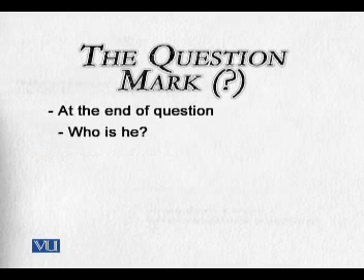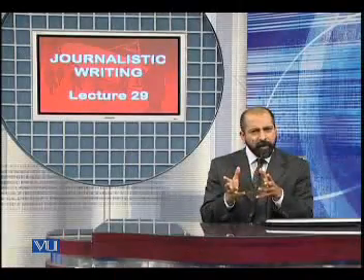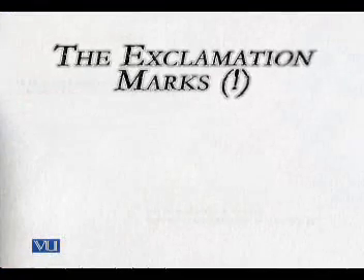Example number one, who is he? Question mark. And the second example, he weighs 250 pounds. This was a sentence. If you want to introduce doubt in it, you can say, he weighs 250 pounds? So the tone will be this way. And inside, of course, you can in bracket put question mark, which shows that you are doubtful about the things.